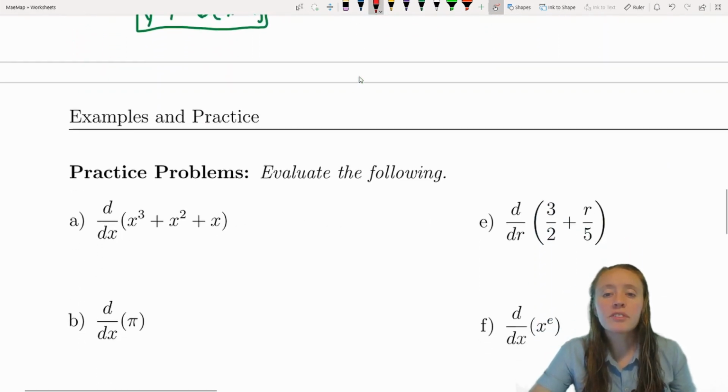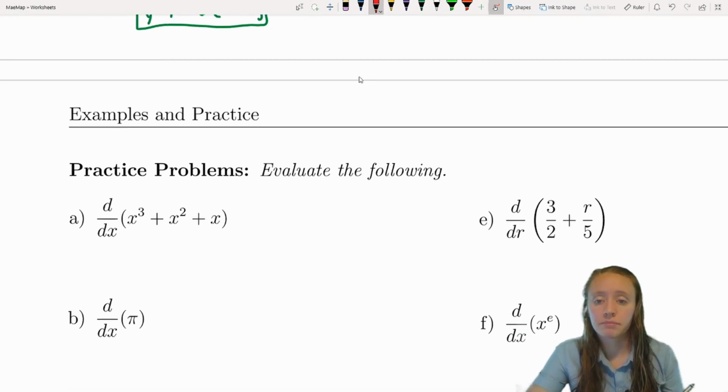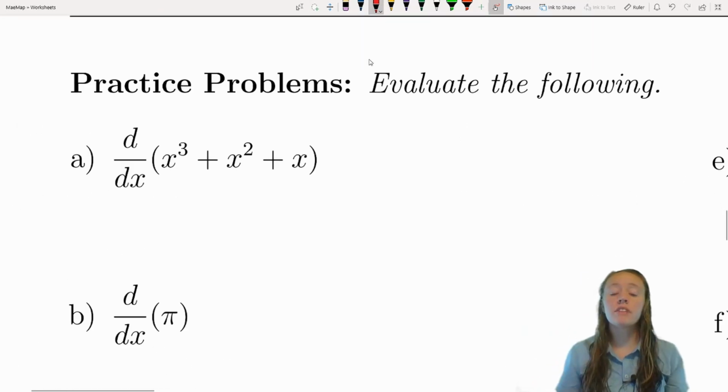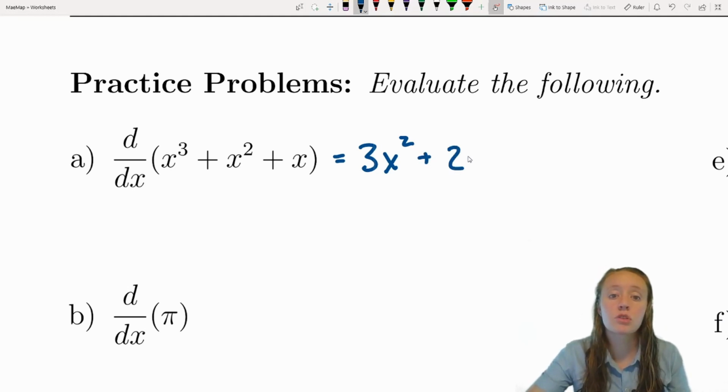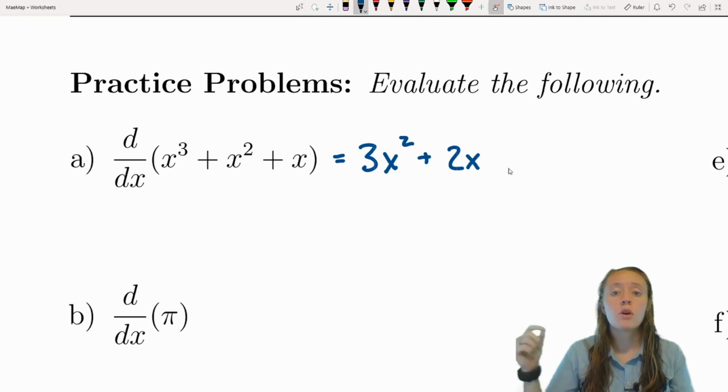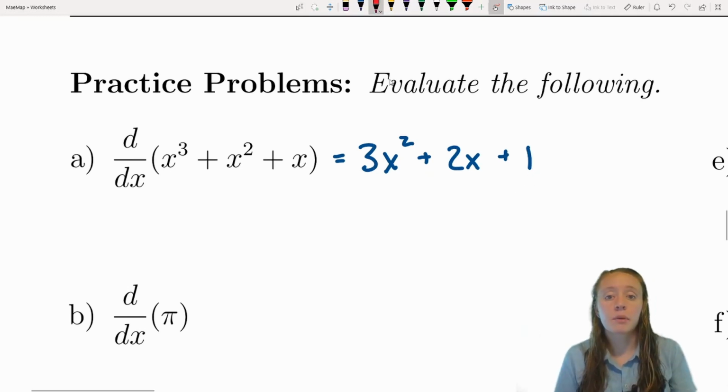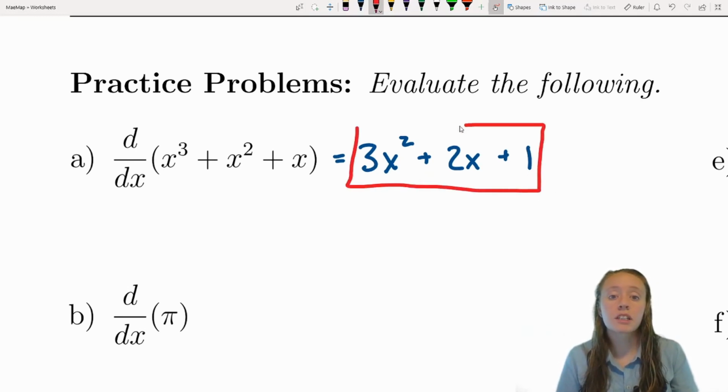So like I said, let's move on to just practicing taking the derivative. So we're going to be evaluating the following. In part A, we're taking the derivative with respect to x of x cubed plus x squared plus x. That's going to be, well, the derivative of x cubed is 3x to the 3 minus 1, which is 3x squared, plus the derivative of x squared is 2x, plus the derivative of x to the first, bring that exponent down, 1 times x to the 0, which is going to leave us with 1. There we go, 3x squared plus 2x plus 1.